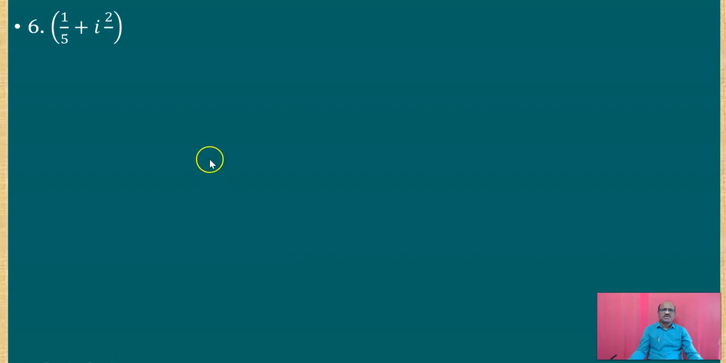Next example, 1 upon 5 plus i into (2 by 5 in first bracket, minus next bracket 4 plus i into 5 by 2). Now simplify this. Normal simplification is here.